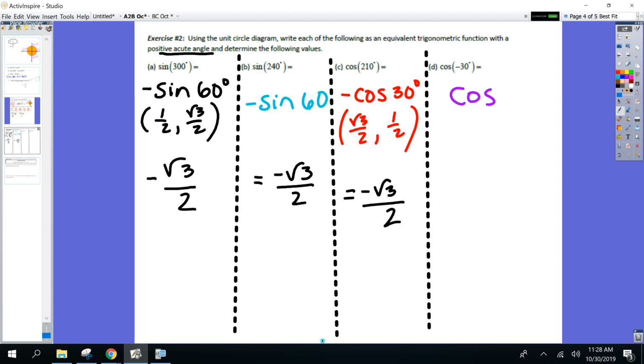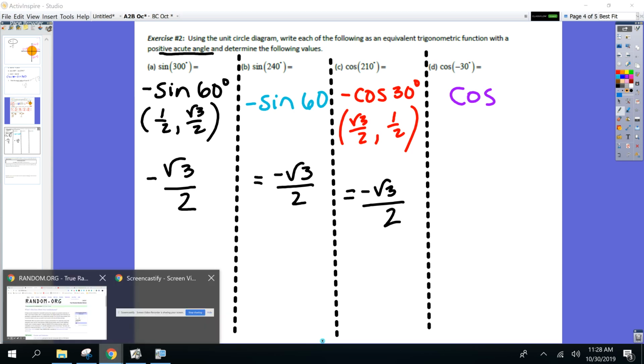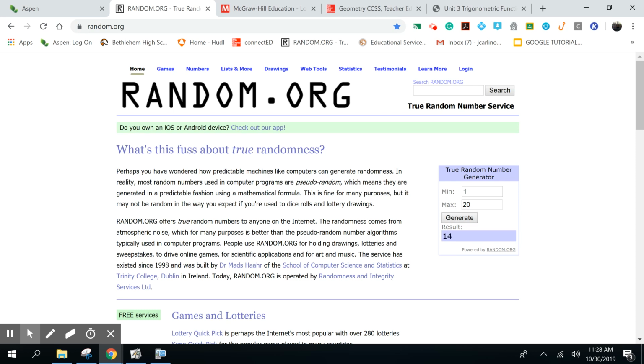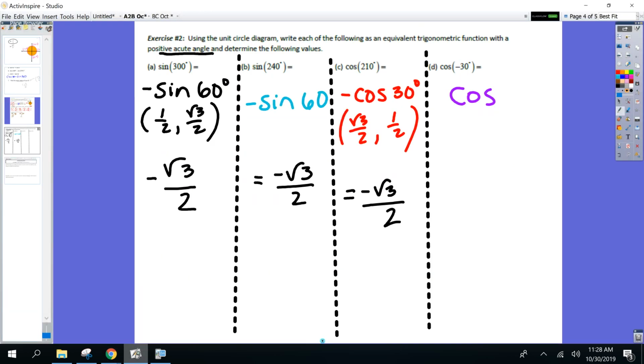What was the reference angle for negative 30? It's not negative 30 because the reference angle has to be positive. Can't be negative. Here's negative 30 right here, right? The reference angle is this angle again. So it's just 30, positive 30.